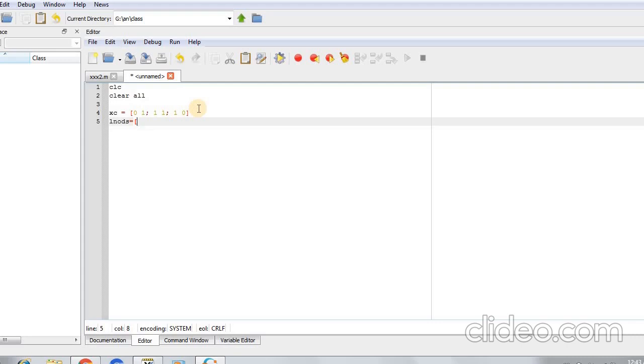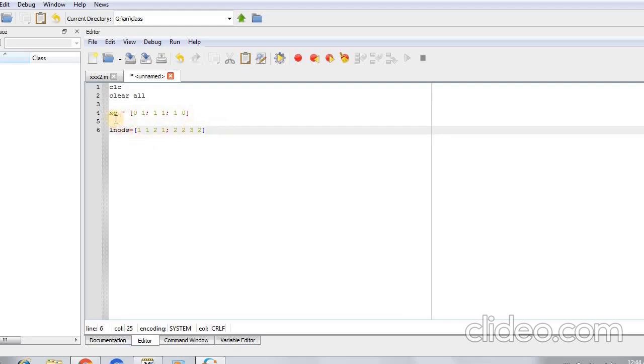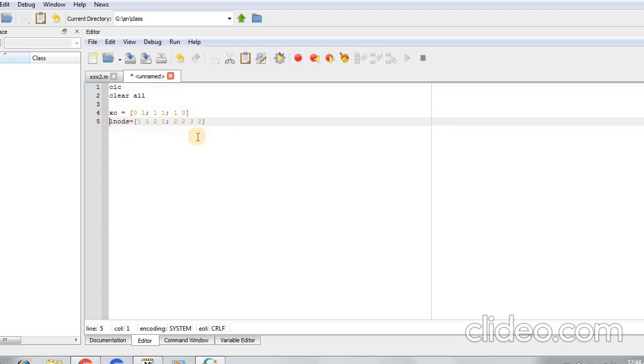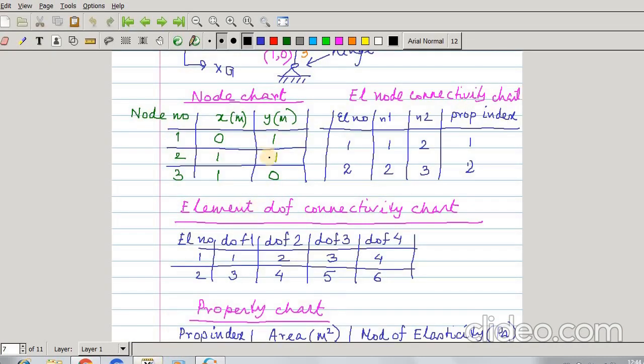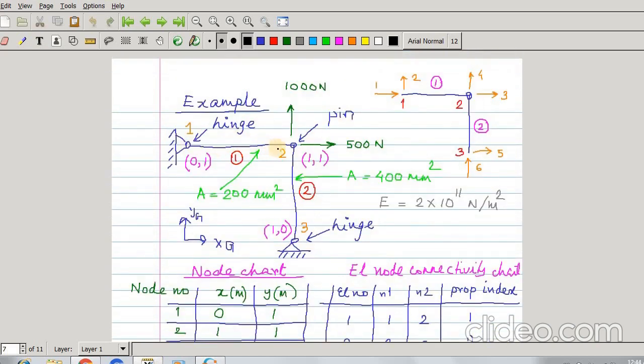And here this is 1 1 2 1, and here 2, 2, 3 and 2. So what are these? Here this L nodes is actually the first element number. So this is the element number. Then the number of the first node of that element, and the second node of the element, 1, 2. So element number 1, and the nodes are 1, 2.